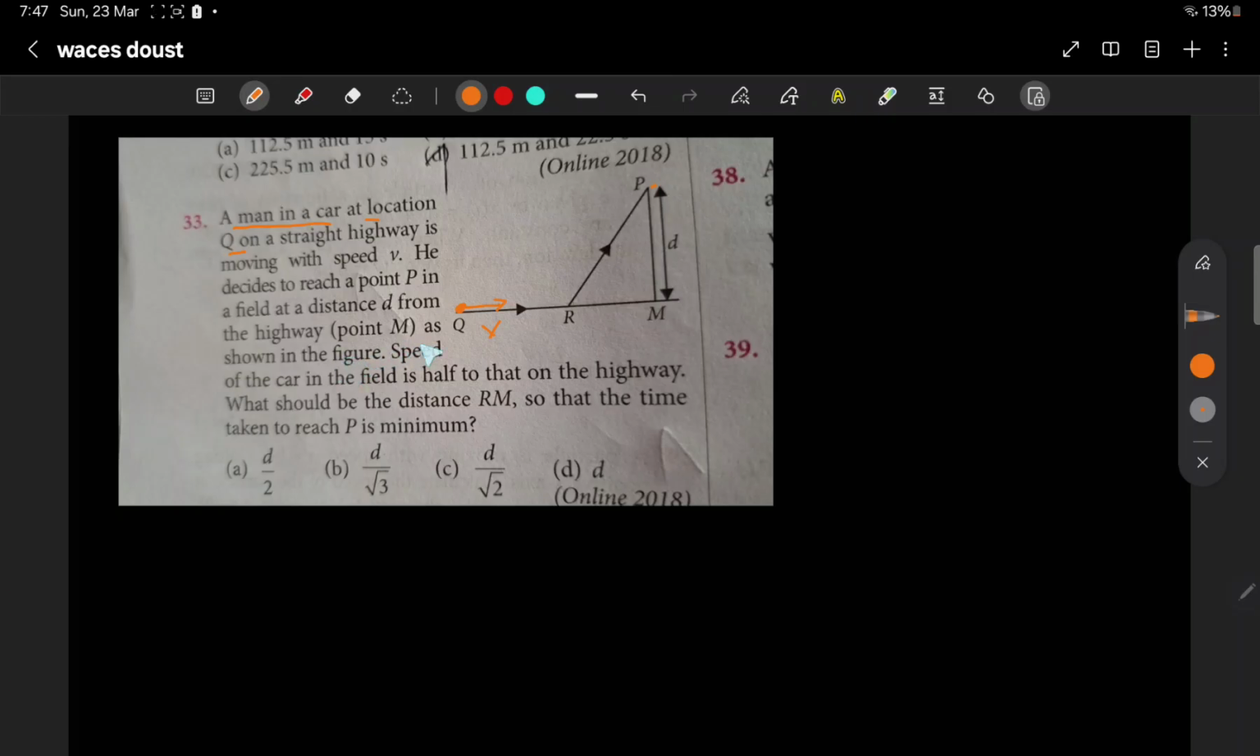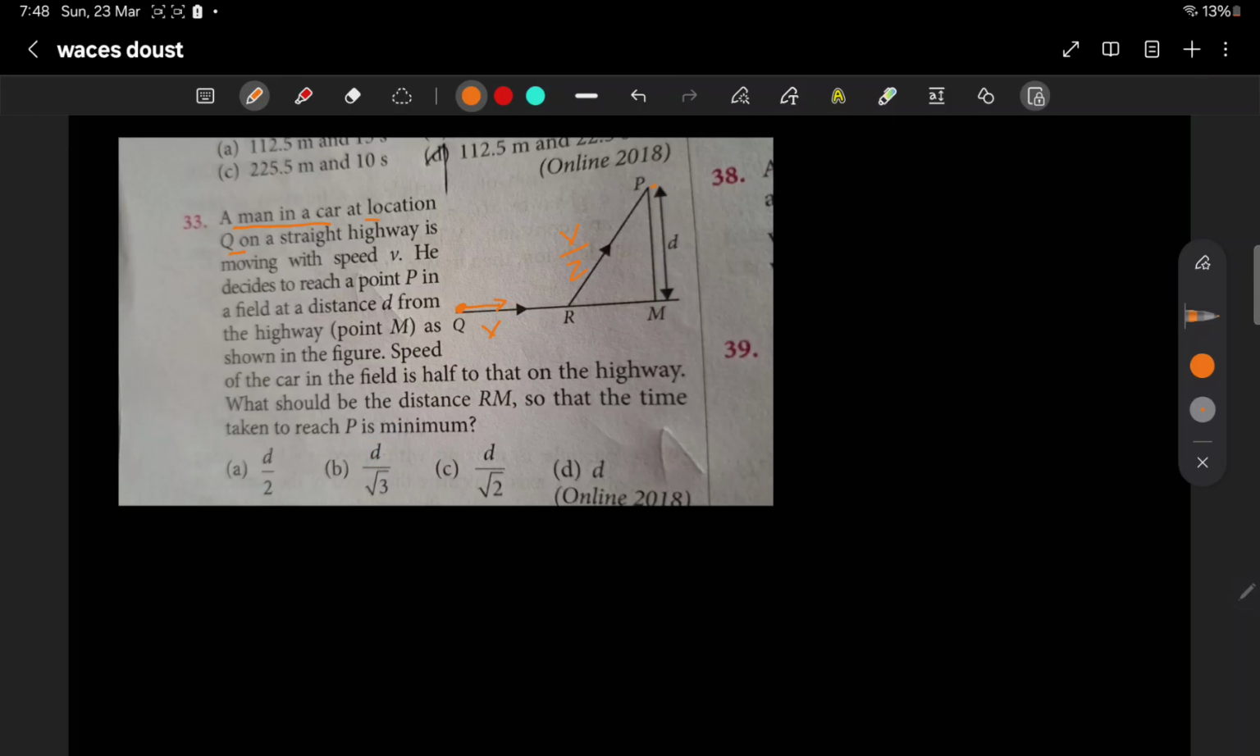Okay, now as shown in the figure, speed of the car in the field is half that on the highway. Because driving a car in a field is very difficult, so he reduces the velocity to v/2 and goes slowly. But on the highway it will be v, that is given. What should be the distance of RM so that the time taken to reach P is minimum?